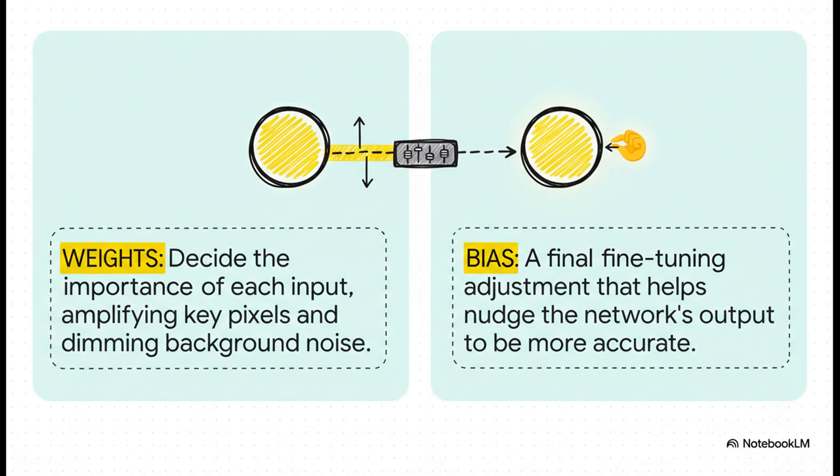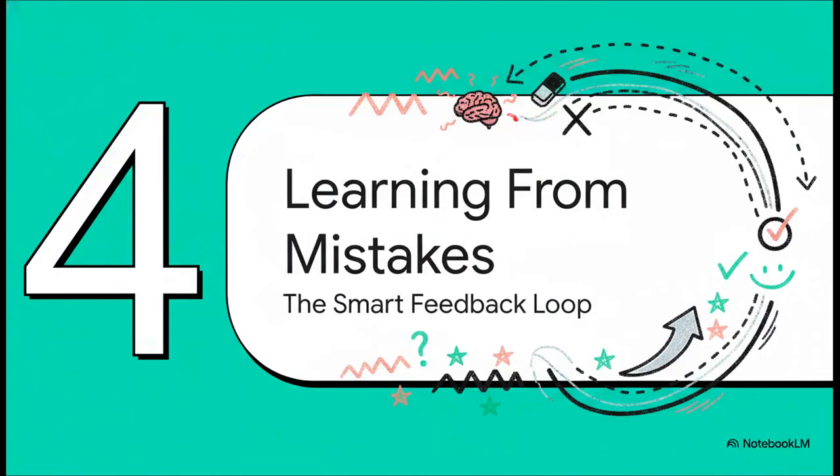First, you've got weights. Weights basically decide how strong the connection is between the neurons. You can think of it like turning up the volume on the pixels that actually form the number while turning down the volume on all the background noise. Then you have bias, which is like a final little fine-tuning nudge, just to help the network's output be a little bit more accurate. So how does the network even know how to adjust those weights and biases?